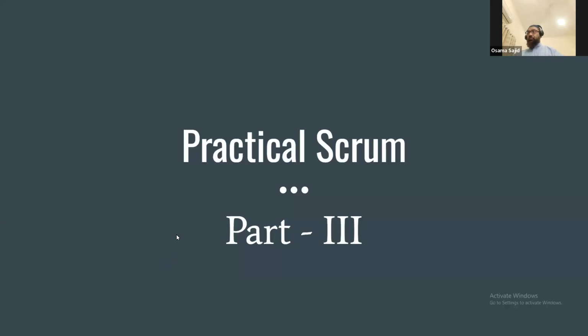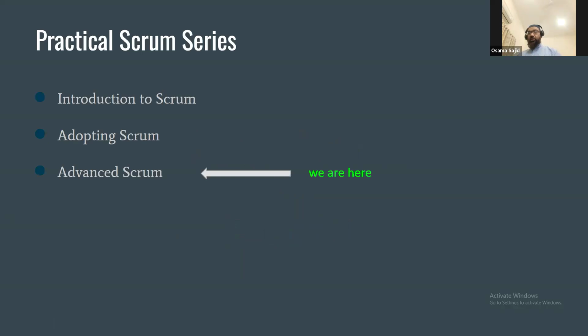We have been talking about Agile and Scrum. We had 2 sessions earlier, so just a quick map view of this. We talked about the introduction to Scrum and how it relates to Agile in the first one. Then we talked about some practical aspects of adopting Scrum in your team. And today we are talking about some of the advanced topics of Scrum.